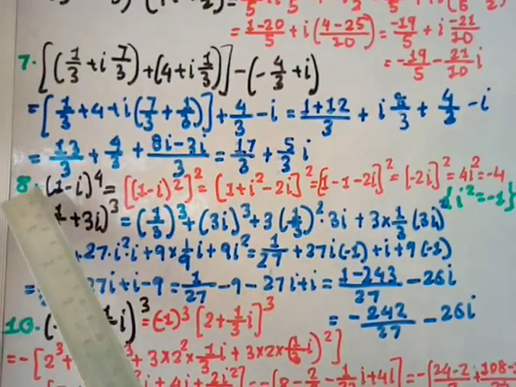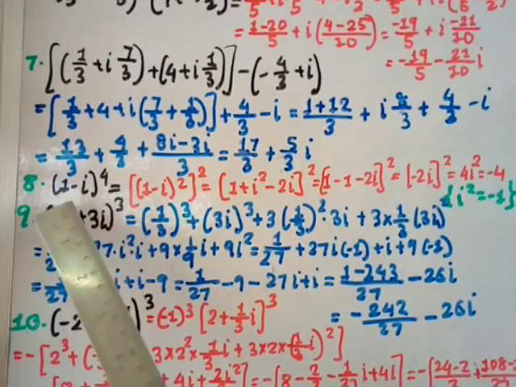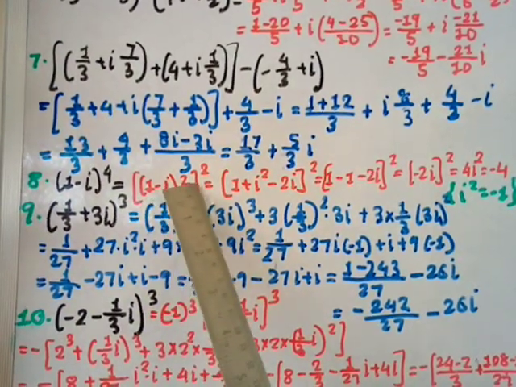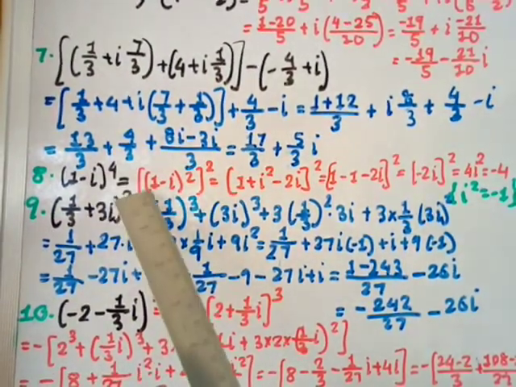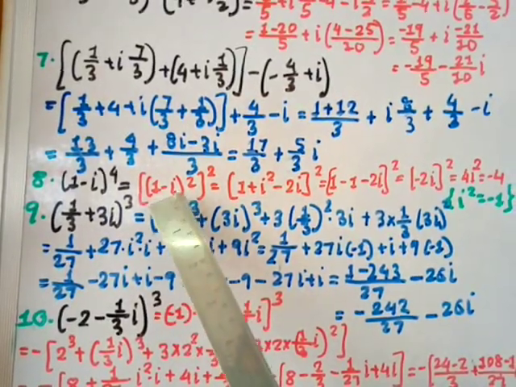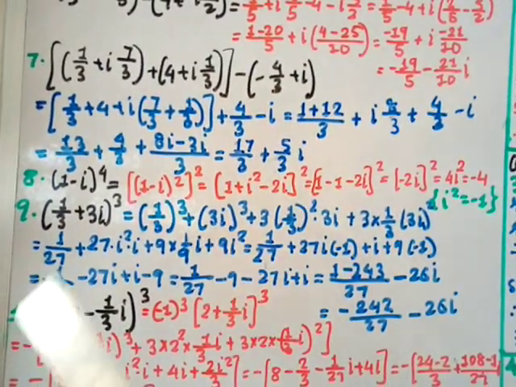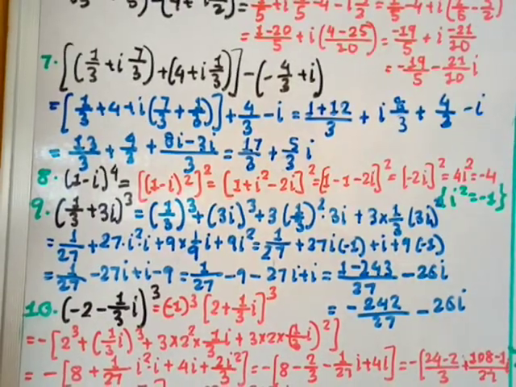Question number 8: (1 minus i) power 4 equal to, this can be written as ((1 minus i) square) whole square, 2 into 2 is 4 power, right? Now using the identity we can expand this, the identity (a minus b) whole square, but this is for complex numbers. Okay, so we have done that in the last class.